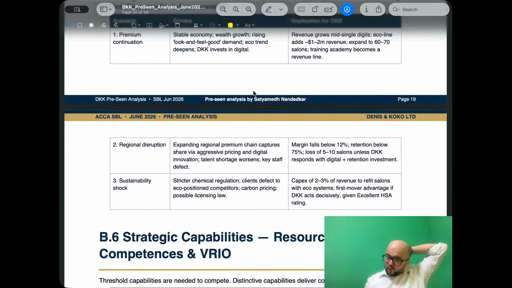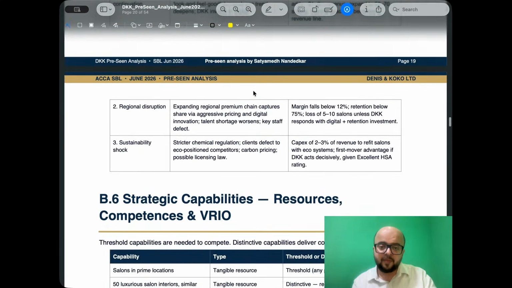Now, capex of 2 to 3% of revenue to refit salons with eco systems. The first mover advantage if DKK acts decisively. Given its excellent HSA rating, the company will be in a position to bounce back. But yes, there would be a capital expenditure to align yourselves with the sustainability model.